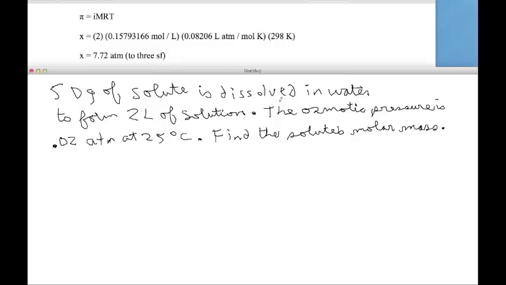Okay, let's try this. 50 grams of solute is dissolved in water to form 2 liters of solution. Osmotic pressure is 0.02 atmospheres at 25 degrees C. Find the solute's molar mass. Now we're looking for grams of solute per mole of solute. And we already have 50 grams, so we're looking for the moles. Well, we don't know what kind of solute. That's a good point. I should have specified that. Let's say that it's non-ionizing. Non-ionizing solute is dissolved in water to form 2 liters.